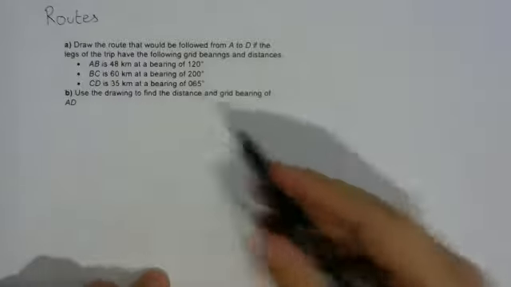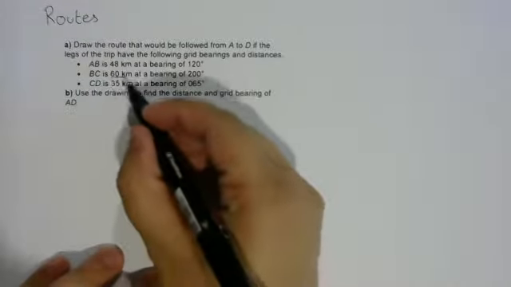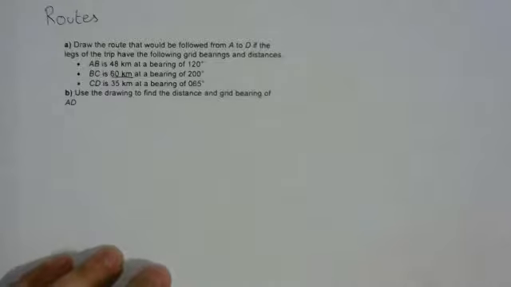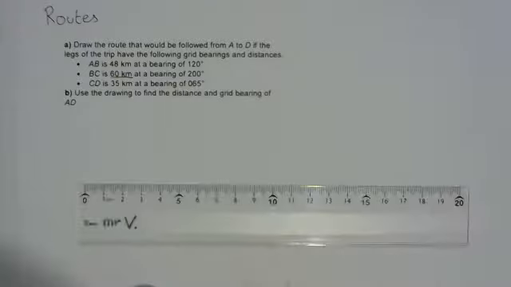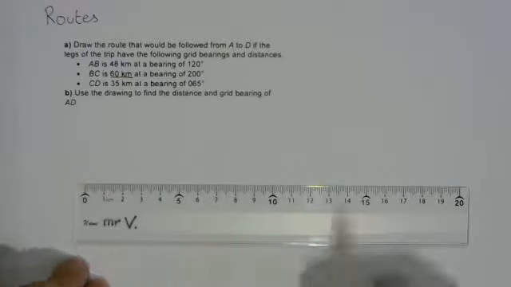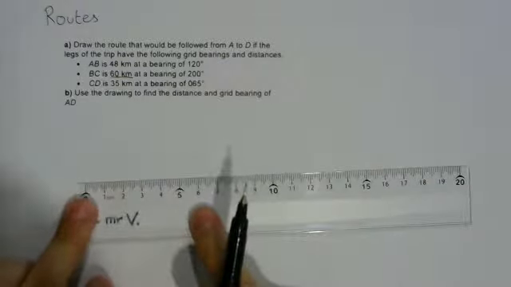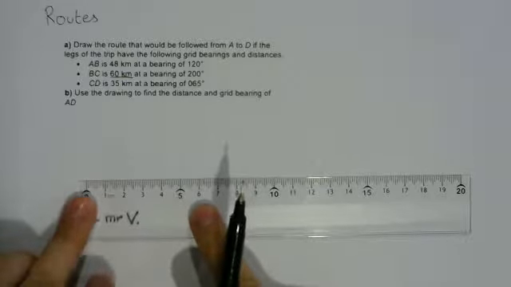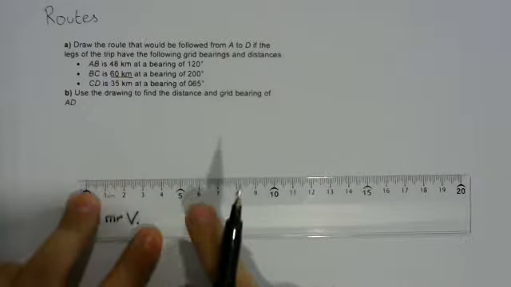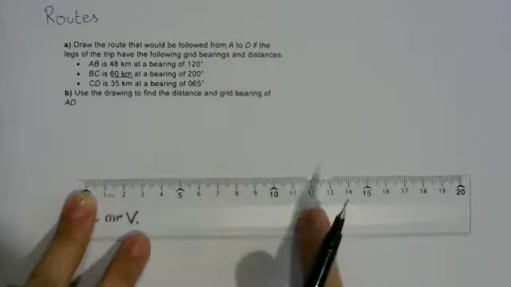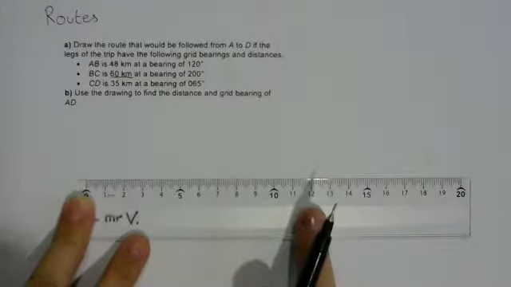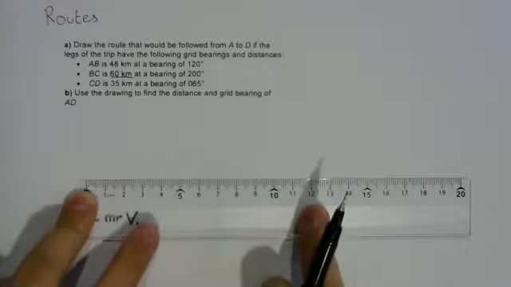Now I noticed the largest distance we've got is 60 kilometers. So somehow I need to fit 60 kilometers on my sheet of paper. And there's my ruler. I can make it easy and go 6 centimeters is proportional to 60 kilometers. But we should be able to fit 12 on. And that means we can make our route larger and it will be more accurate. So let's see if we can make that work.